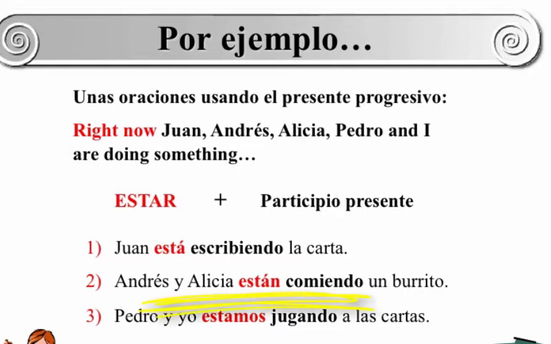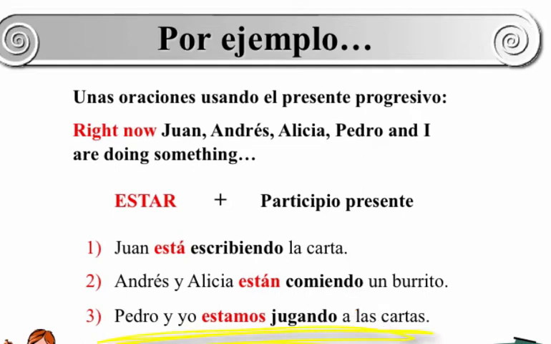In example number 2, Andrés y Alicia están comiendo un burrito. That translates to Andrés and Alicia are eating a burrito. So what we do is we take the they form of the verb estar because it's what agrees with our subject, Andrés y Alicia. Then we take the verb comer, which is to eat, and we add the ending -iendo, which is the equivalent to IR.